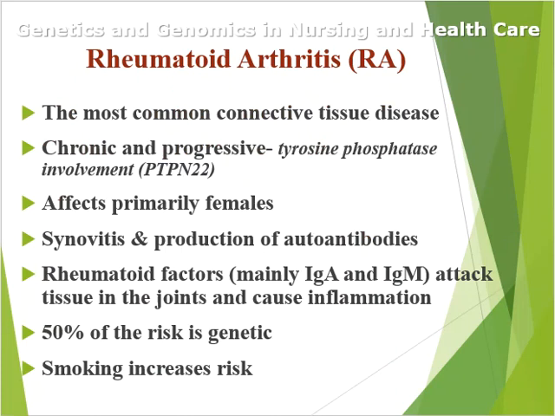Okay, rheumatoid arthritis is the most common connective tissue disease. It is chronic and progressive. Tyrosine phosphatase involvement with this one. It does affect primarily females as well. Here you have synovitis and production of autoantibodies. And the rheumatoid factors, mainly IgA and IgM, attack tissues in the joints, which cause inflammation. 50% of the risk is genetic, and smoking increases this risk.